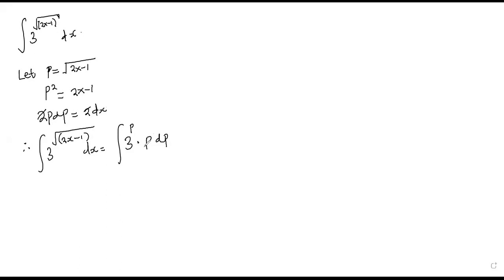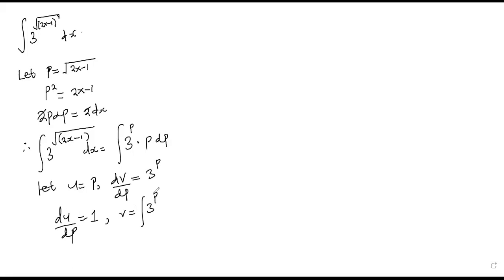Now, by looking at this, we can now let our u be equal to p and our dv dp, not dx now, our dv dp will be equal to 3 to the power p. So that our du dp will be equal to 1 when we differentiate with respect to p, we get 1. And our v will be equal to the integral of 3 power p. And from what we have just looked at, this is going to be 3 power p out of ln 3.